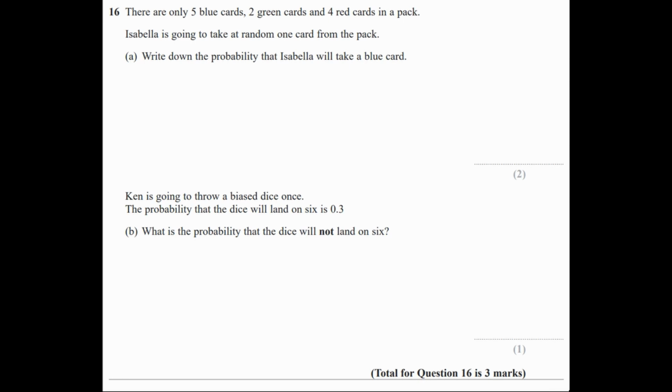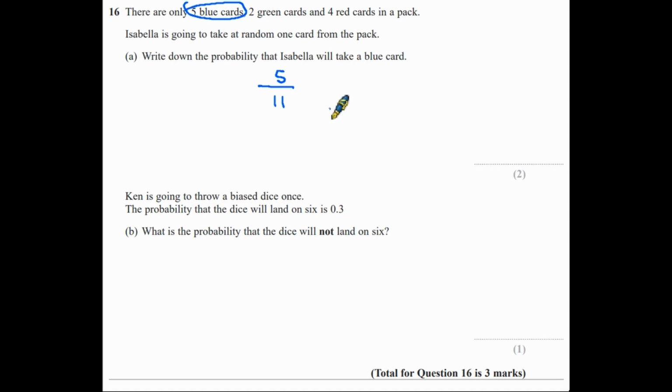Question 16. Probability. There are only 5 blue cards, 2 green cards and 4 red cards in a pack. Isabella is going to take a random card. What is the probability that Isabella will take a blue card? Well, probability, we work it out by looking at how many blue cards there are. So if she takes a random card, there are 5 chances that she's going to take a blue one. To work out the probability, we look at how many cards there are altogether. 5 plus 2 is 7, plus 4 is 11. So the chances of her taking a blue card are 5 out of 11.